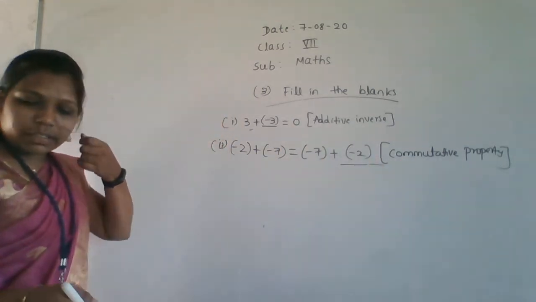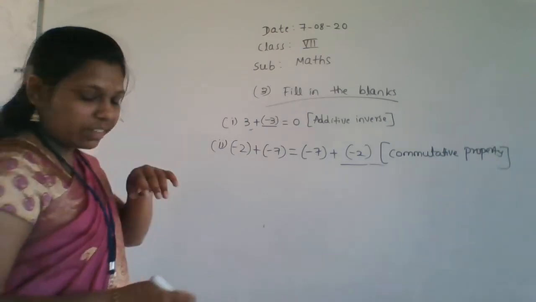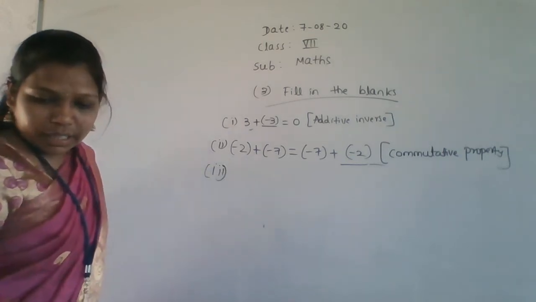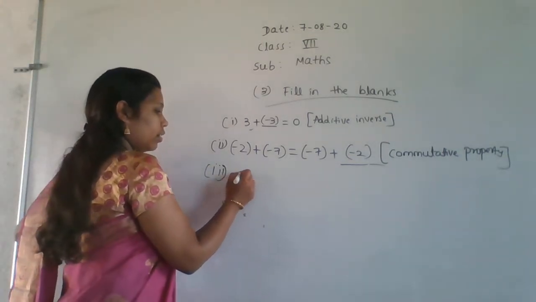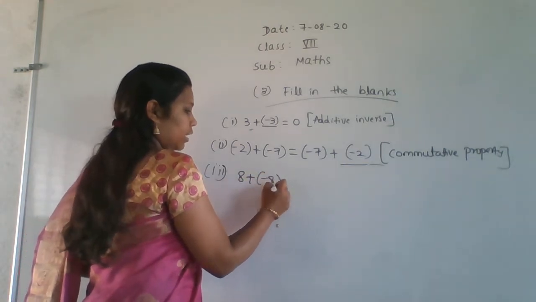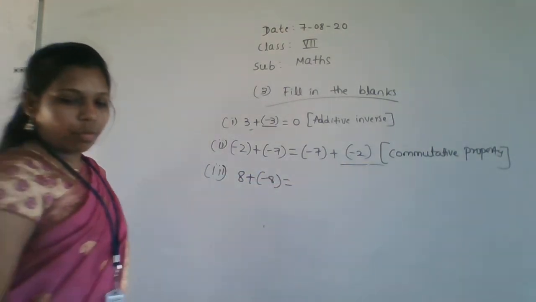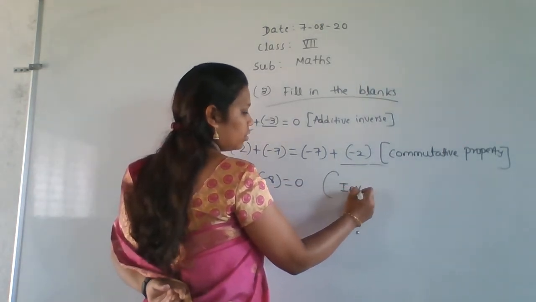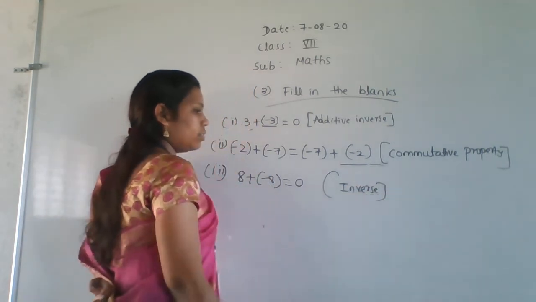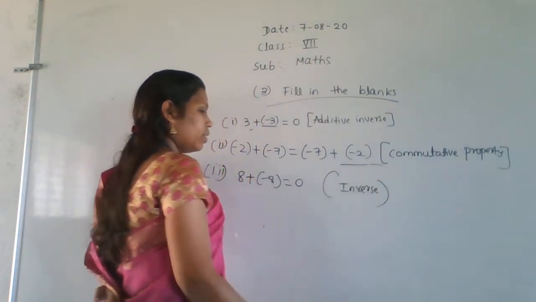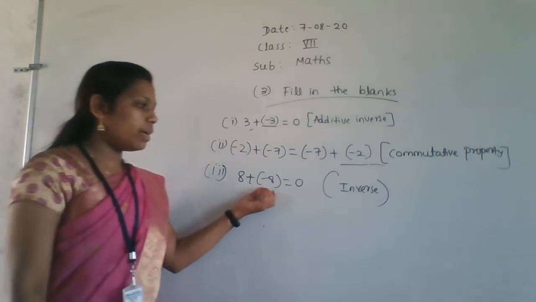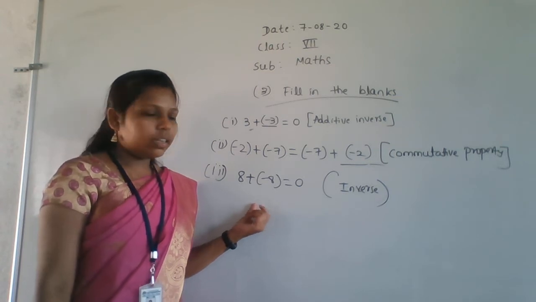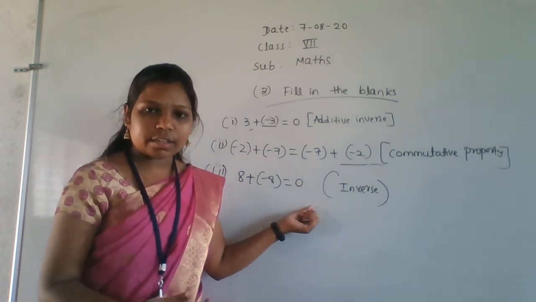Okay, so the third problem they gave is 8 plus minus 8 is equal to what? The answer is 0, because it is an inverse, right? See here, 8 plus minus 8. Minus 8 is the inverse of 8. Then what is the answer? Obviously it is 0.